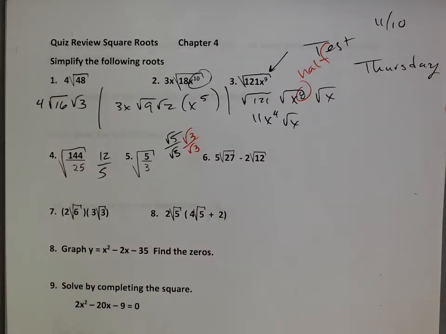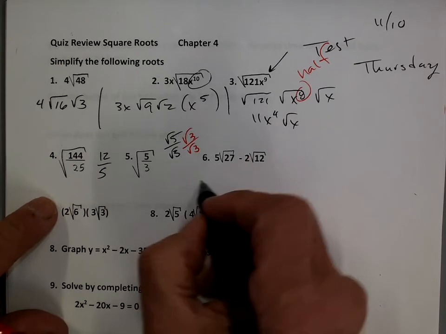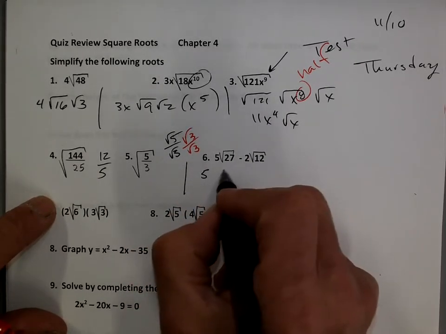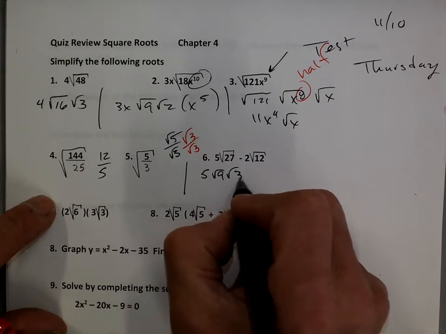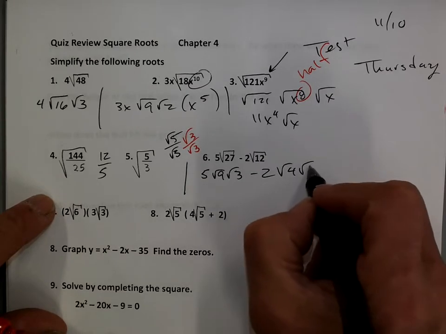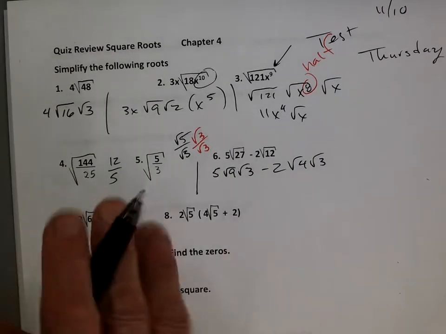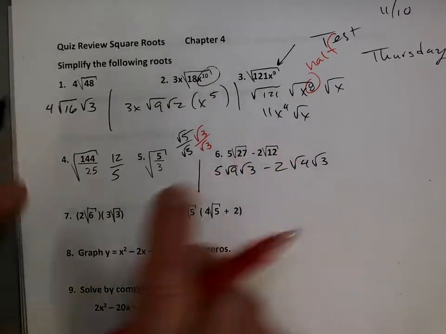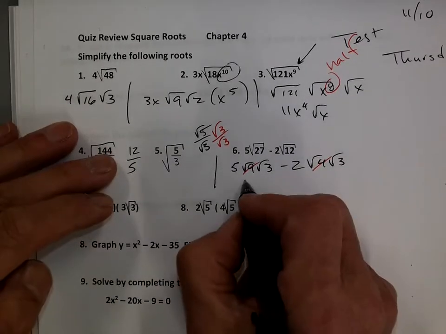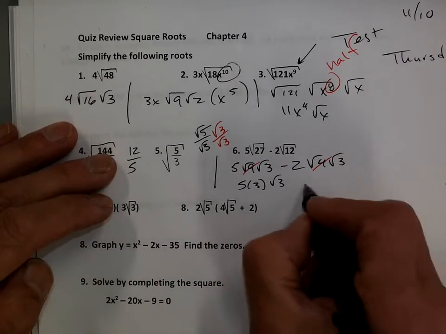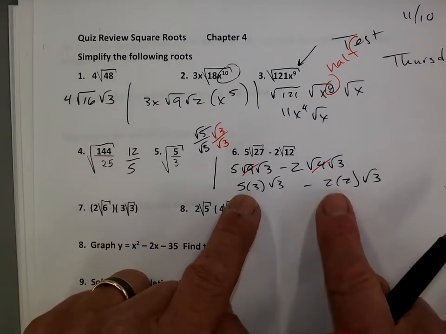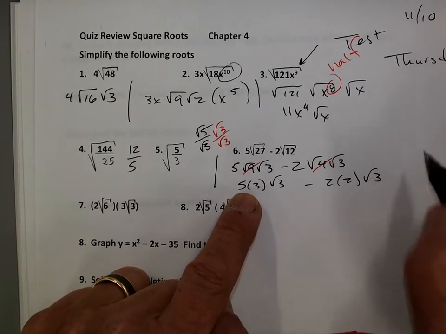Finish it up. Number 6, square root of 27, we're going to rewrite that as 5, and then square root of 20, that's a whole number. Square root of 27 is square root of 9 and 3. 2 is a whole number. Square root of 12, 4 times 3. Square root of 4, square root of 3. When you take the square root of 9, you get a 3. Here you get 2. And then you'll have 5 times 3 square root of 3, minus 2 times 2 square root of 3. And you will be able to subtract that. I think you get 10 minus 4, I think you end up with a 6 square root of 3.